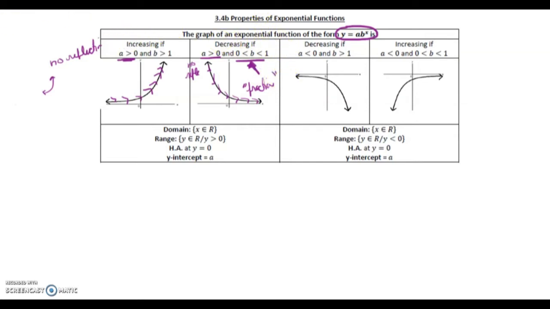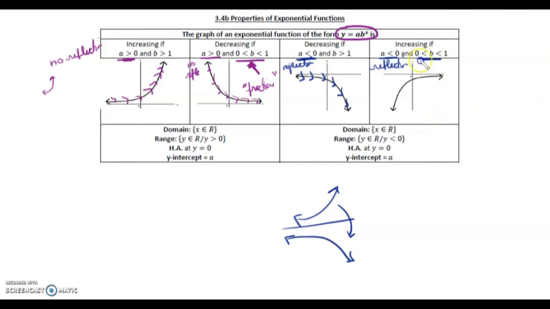Okay, and then we're going to do the flip of this. So we're actually going to take a look at the two scenarios where there is a reflection. So a is less than 0, so a reflection. So if b is greater than 1, what usually happens is we go up to the right, but this time, because there's a reflection, we're going to reflect over the x-axis, and it's now going to look like this. So now we're actually going down. So it's decreasing.